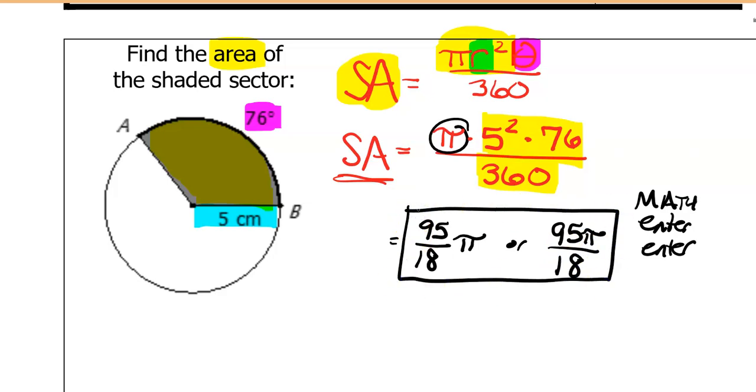And since we're dealing with area, this isn't going to be in centimeters. It's going to be in square centimeters, or you could write it as centimeters squared. Okay.